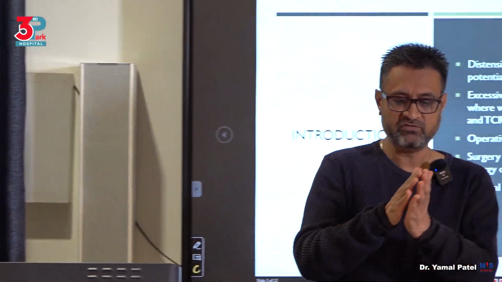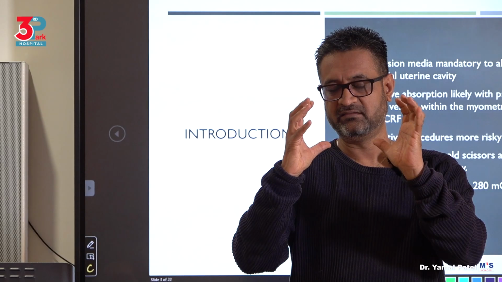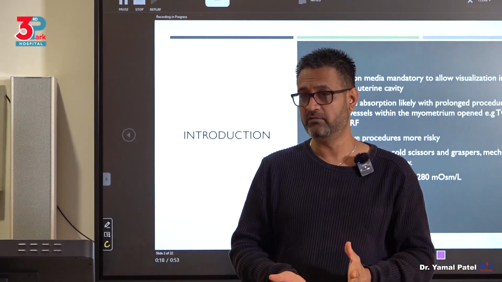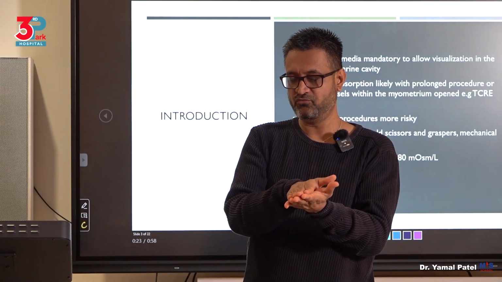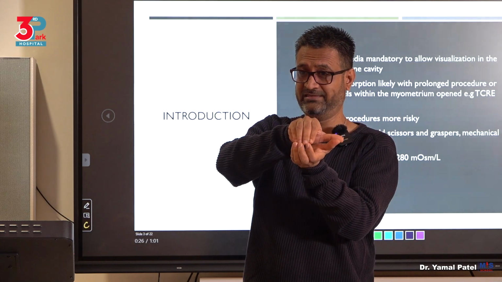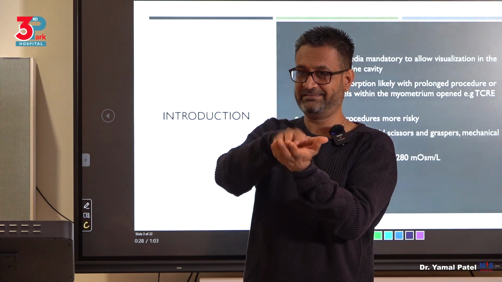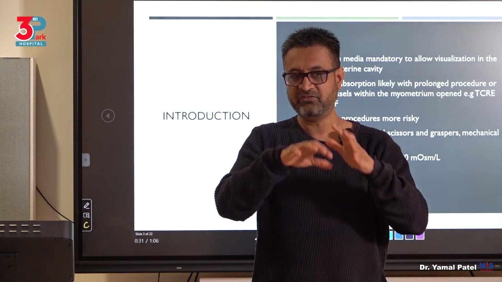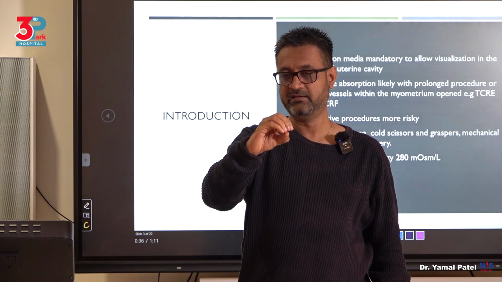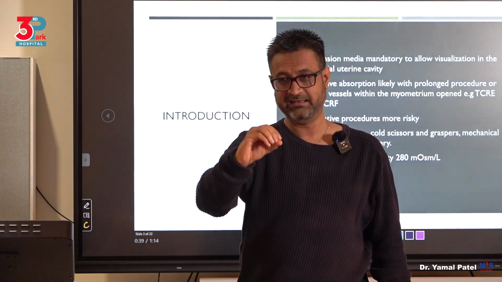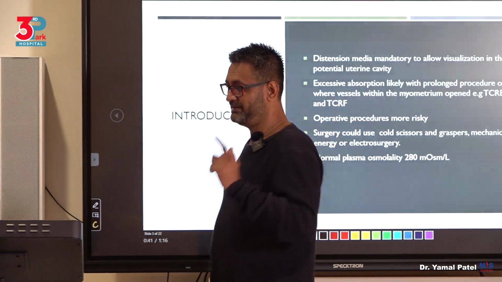As an introduction, the distending media is mandatory to allow visualization of the potential uterine cavity. The uterine cavity is not an open space like this room. The walls are opposing each other, all right? It's only when you want to see it that you distend it with something, then you can see what you want. When you stop distending, it closes again. You have to understand the uterus is a muscle. The muscle contracts, so it's always contracted. But you can distend it to see, and then it closes again. So it's a potential cavity.